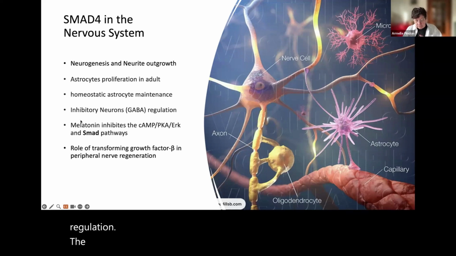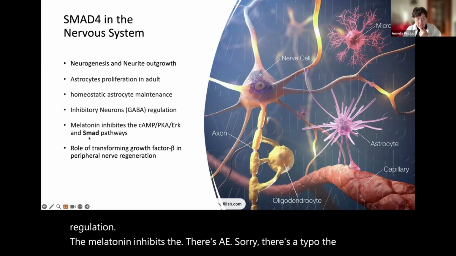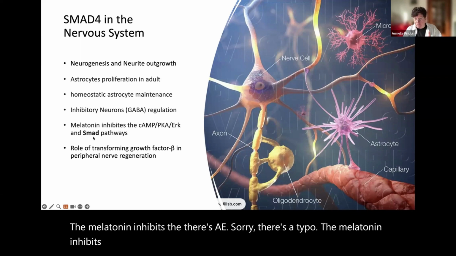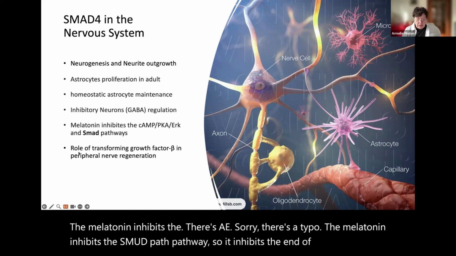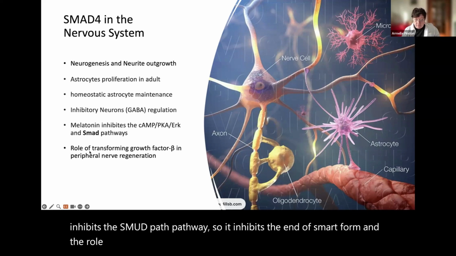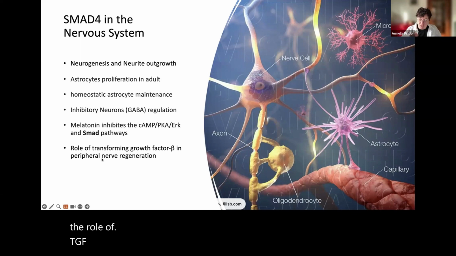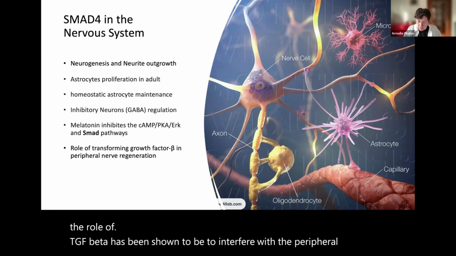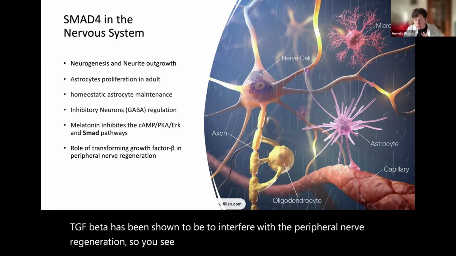Melatonin inhibits the, there's a typo, sorry. Melatonin inhibits the SMAD pathway, so it inhibits the end of SMAD4. And TGF-beta has been shown to interfere with peripheral nerve regeneration. So you see that SMAD4 is almost everywhere involved in brain mechanisms.